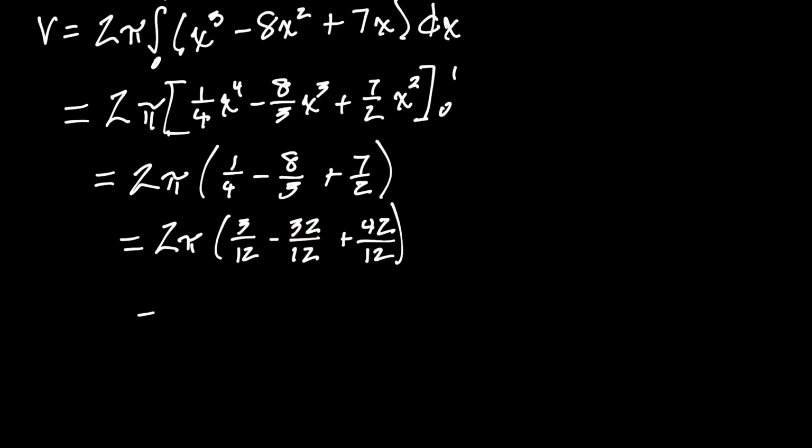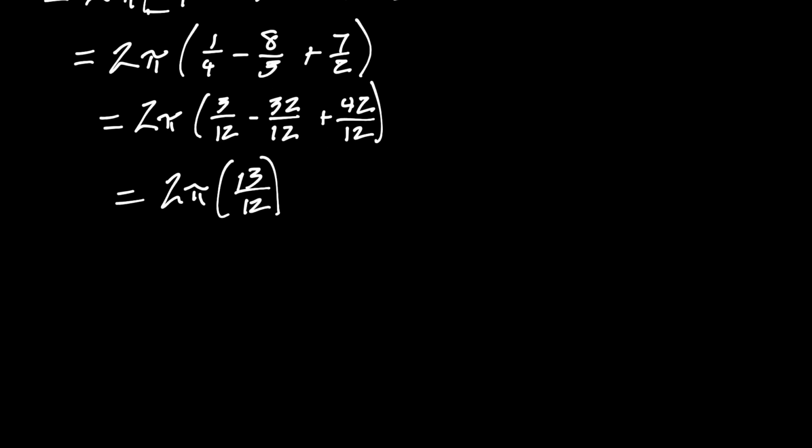So that would be 2 pi times 13/12. So 2 and 12 cancel. So we just have 13 pi over 6, right? Because 2 goes into 12 6 times. So that is the exact answer. The volume would be 13 pi over 6, or you could type it in a calculator. I got 6.8 for that.